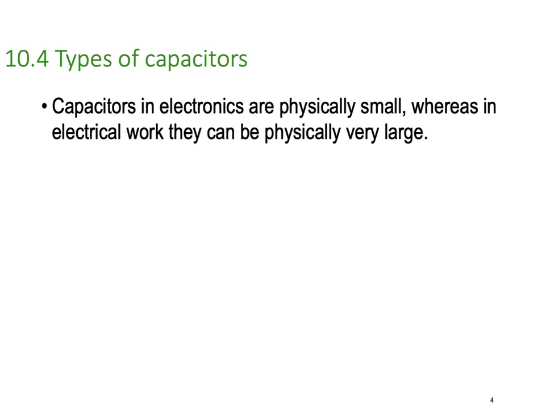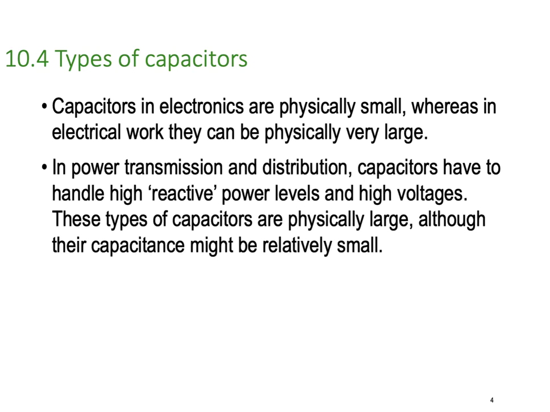Capacitors in electronics are physically small, whereas in electrical work they can be quite physically large, and it's not the actual capacitance itself that makes a capacitor large or small. It's the amount of voltage that it's able to withstand that actually determines its physical size. In power transmission and distribution, capacitors have to handle high reactive power levels and high voltages. These types of capacitors are physically large, although their capacitance might actually be relatively small, as I was just saying.